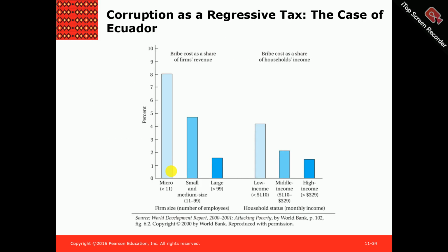Corruption as a regressive tax, the case of Ecuador. This shows firm size, number of employees, and household status, monthly income. So these are micro, medium size, this is small size, and these are large sizes, and this is household status, monthly income.